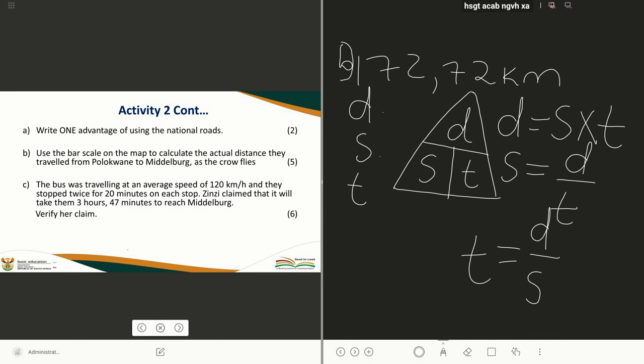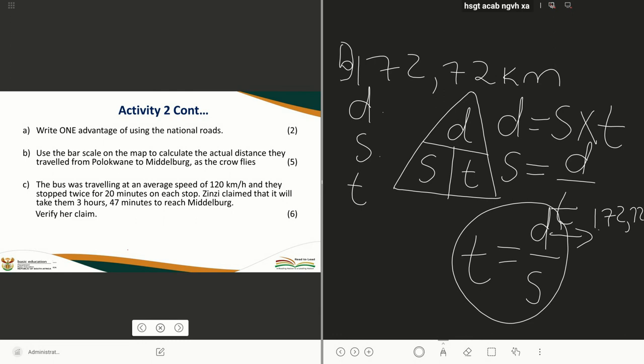So yes, this will help you to answer question C, because we don't have any more time to continue. But the key thing is we are going to need your formula for time. So you're going to be working with this formula: time is equal to distance over speed. Remember, you're going to calculate your time. And the distance that we are using, we are going to use the distance from the previous question. We are going to use the distance from B, which was 172.72 kilometers over.